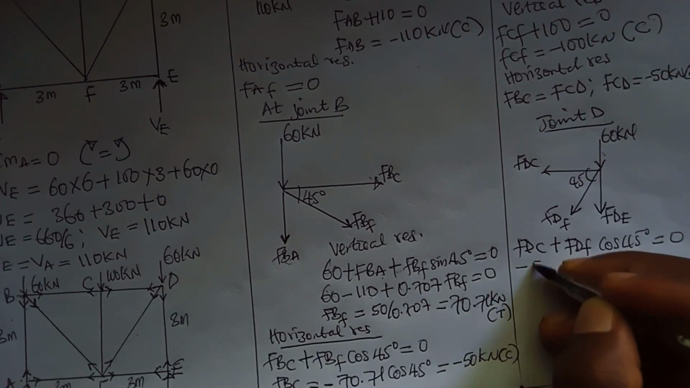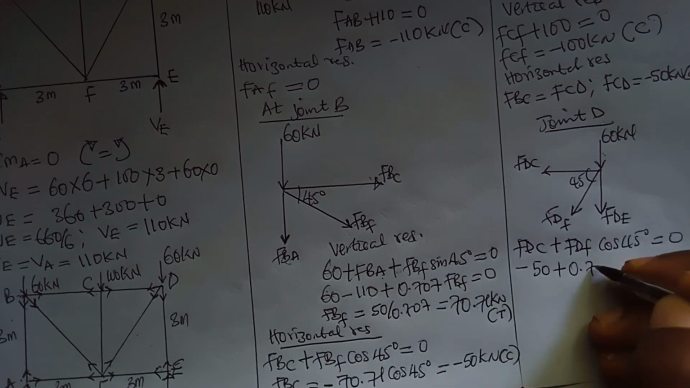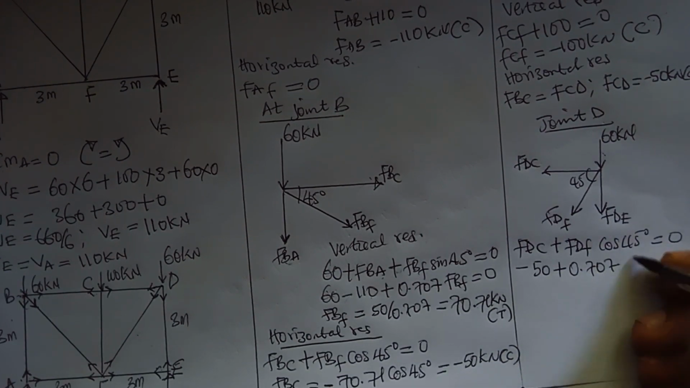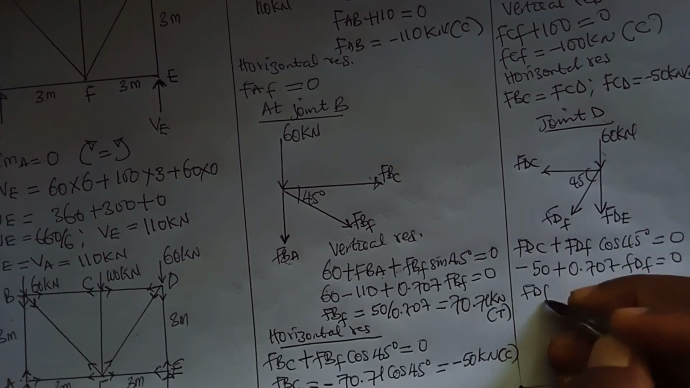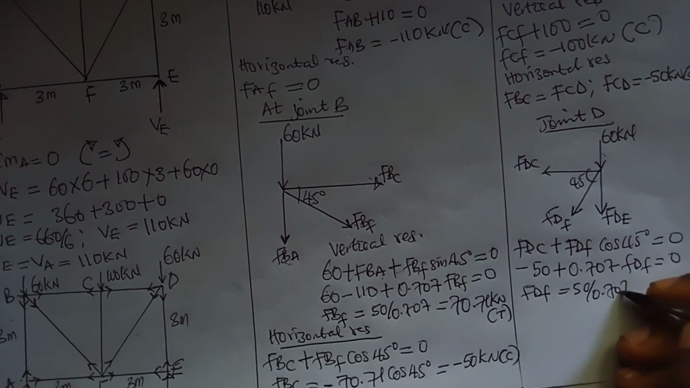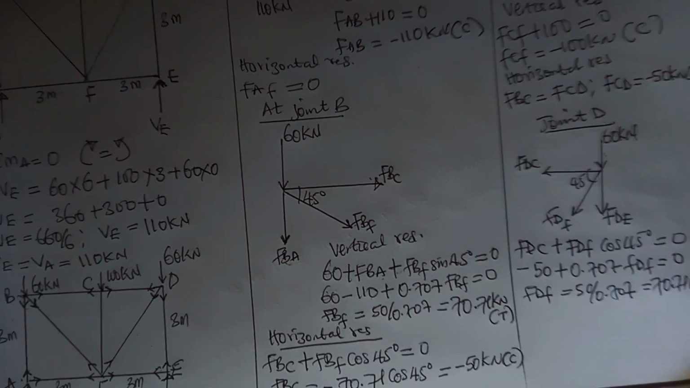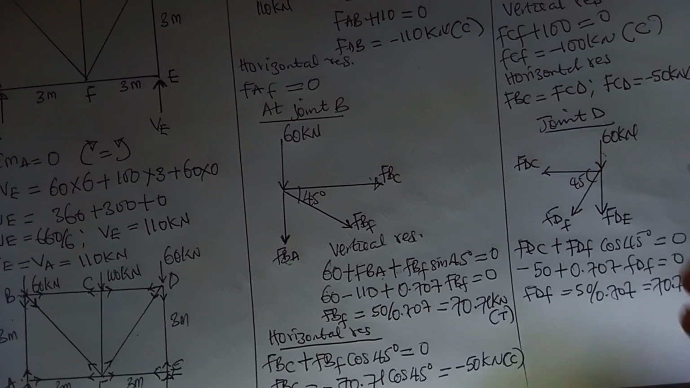So we have minus 50, that is the value of our FDC, plus 0.707 FDF is equal to 0. So our FDF is equal to 50 over 0.707, and that will give us 70.71 kilonewton. This one is tension.